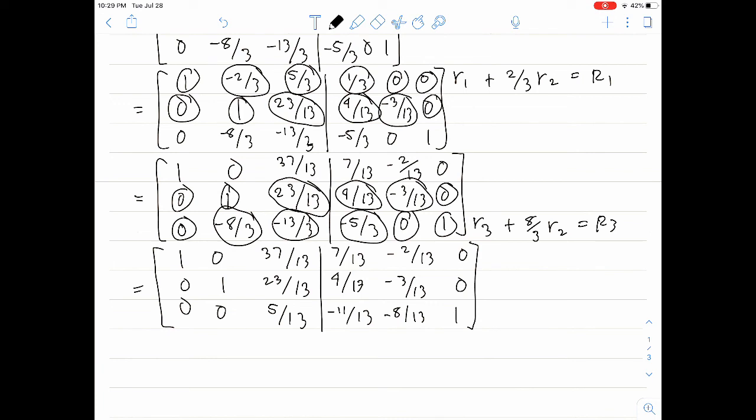Okay, so we are done with the first column and second column. We start on the third, but first we need this to become 1. So to do that, R sub 3 multiplied by 13 over 5 is equals to R sub 3.